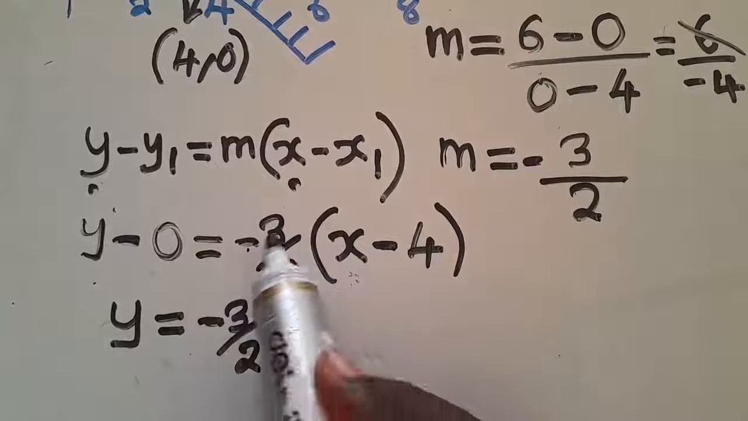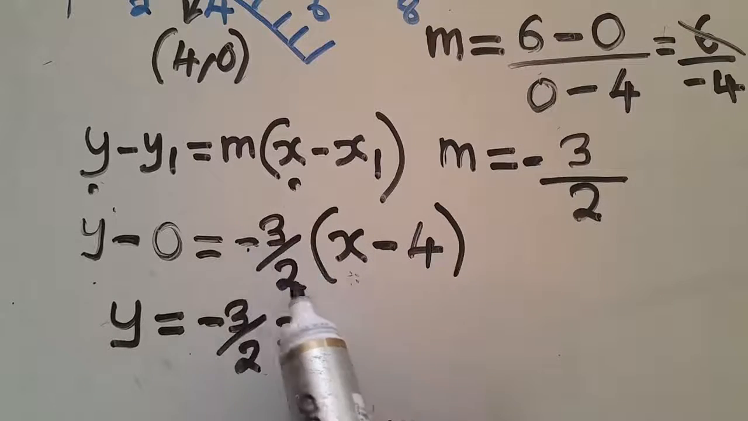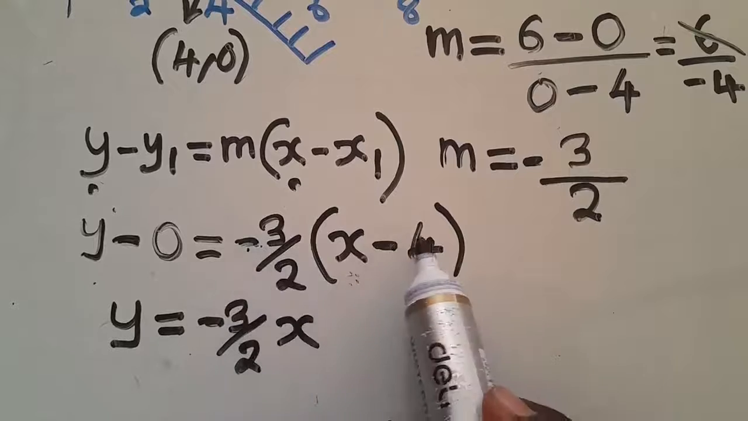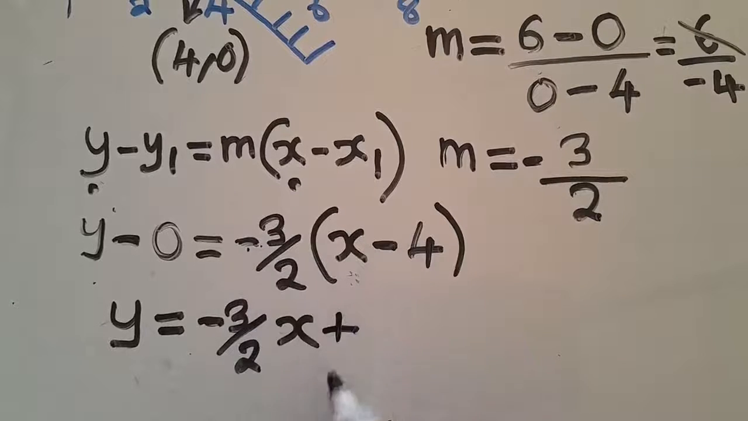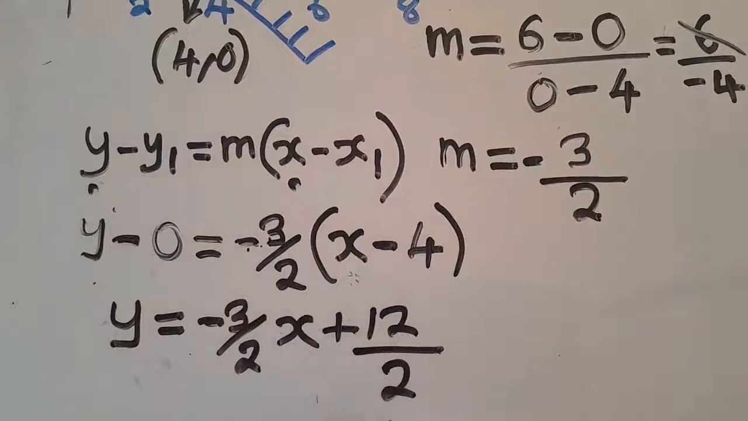Then this same one multiplied with that one. So you say negative 3 over 2, negative 3 times negative 4. That is positive 12, over 2. Have you seen? So you multiply 3 times 4, that is 12, then over 2. This is what you need to do. So this is what we've done.